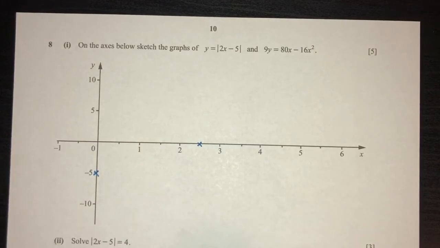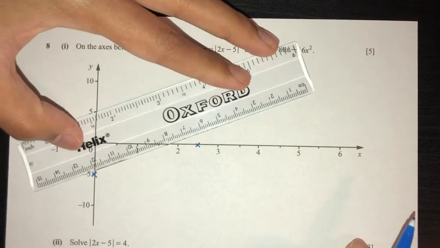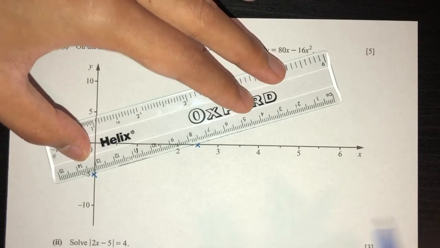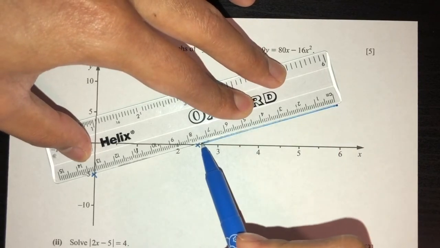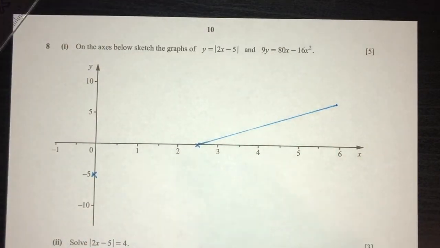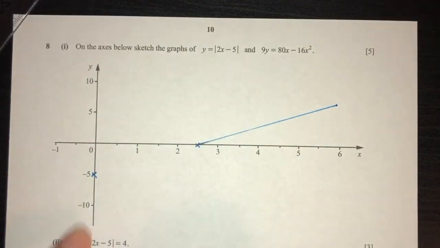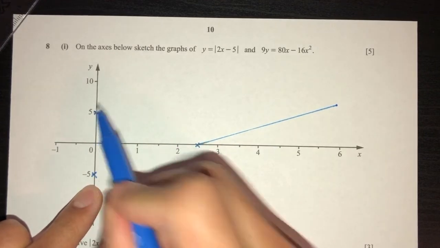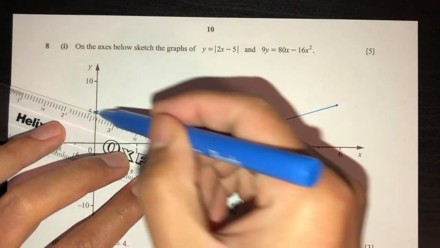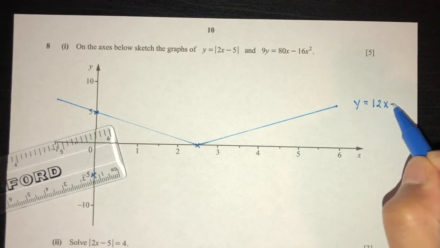Now I can pretend to join those 2 points, because this helps me to know the direction of my line. The trick here is I only join the part which is above this line, but not below, because modulus means it needs to be positive. It cannot go below this. Everything below will be reflected upwards, so minus 5 will become plus 5. So now you just have to join these two to form your graph. Now we have to label this as y equal to modulus 2x minus 5.